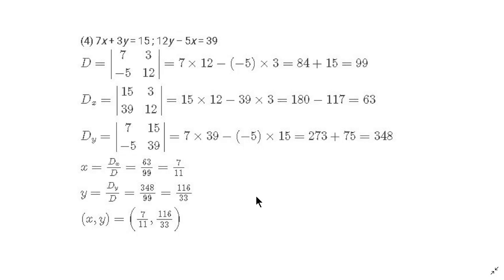This is question number 4 of determinant solving. 7x plus 3y is equal to 15. 12y minus 5x is equal to 39. Find out D, Dx and Dy. This is a similar method, similar example. No big thing. You can just calculate D, Dx and Dy, then x and y, and write in the ordered format. So this is a practice part. If you want to be perfect, you have to practice a lot.